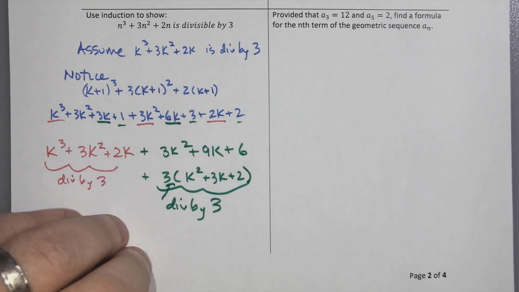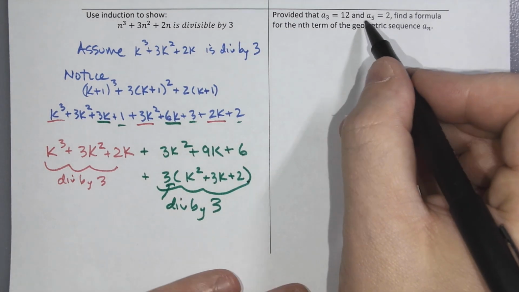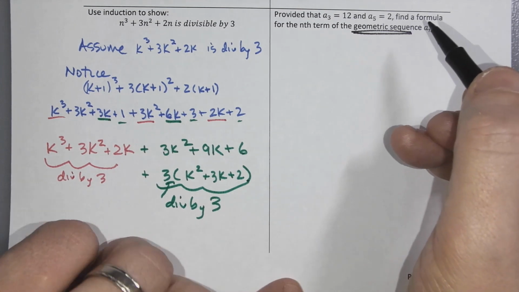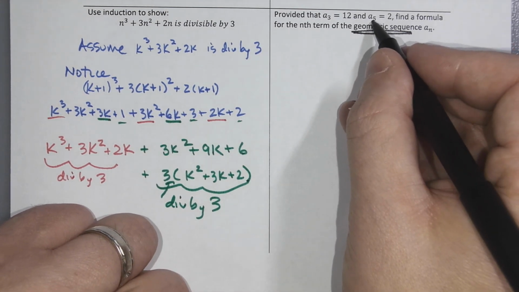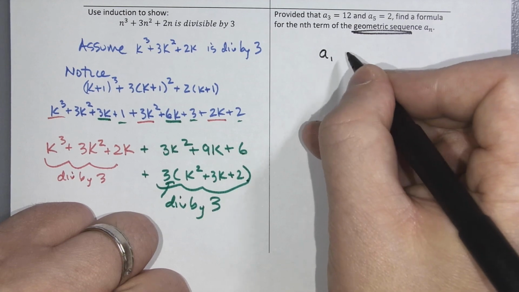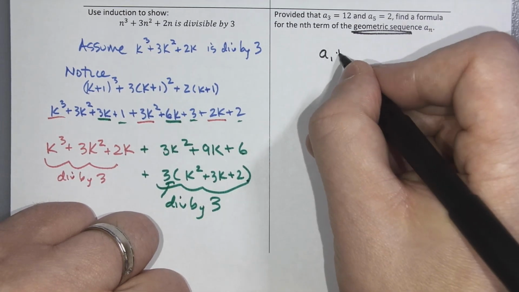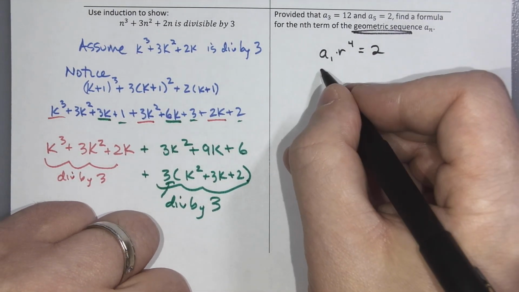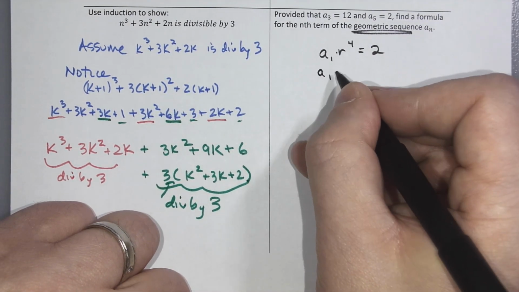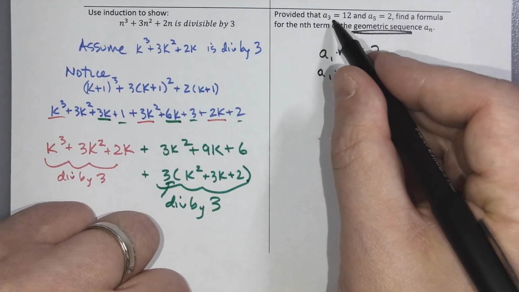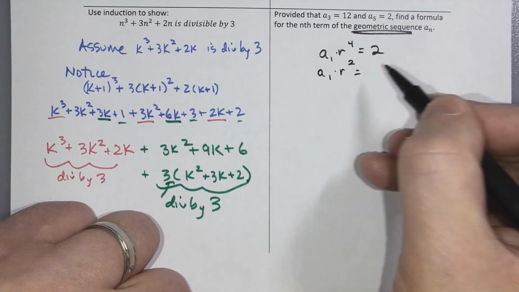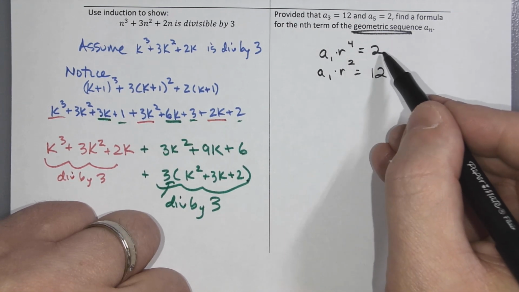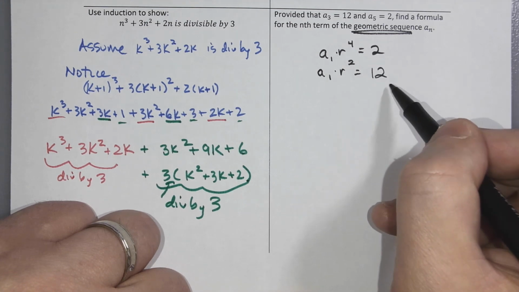And then here we have a3 equals 12, a5 equals 2, and we want the nth term of this geometric sequence. So my fifth term, which means it would be my first term times my common ratio to the fourth, needs to be equal to 2. And then my third term, which would be my first term times my common ratio raised to the power of 2, is going to have to be equal to 12, right? Fifth term is 2, third term is 12.